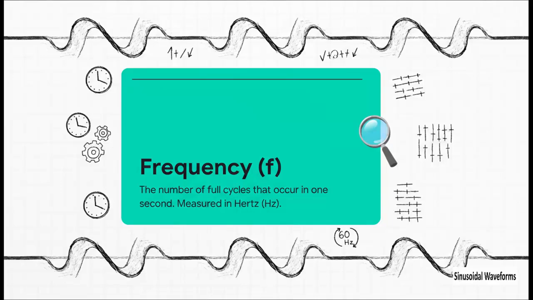Now, tied directly to the period is frequency. If the period is how long one cycle takes, frequency is how many of those cycles happen in a set amount of time, specifically in 1 second. We measure this in hertz. So when you hear about the 60 hertz power in North America, that means the wave is completing 60 full cycles, or our wheel is doing 60 full rotations every single second.